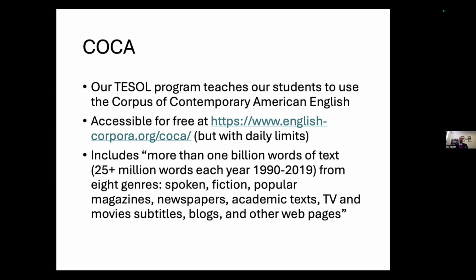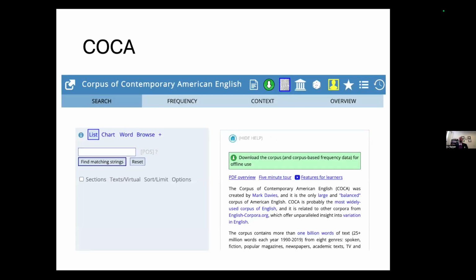And just from their website, more than 1 billion words of text over multiple decades and from 8 different genres. So this is what I chose because my book focuses on North American English, and so it made sense for me to use COCA to get the words that I was going to work with. And this is just a quick screenshot for those of you who may not be familiar with COCA.